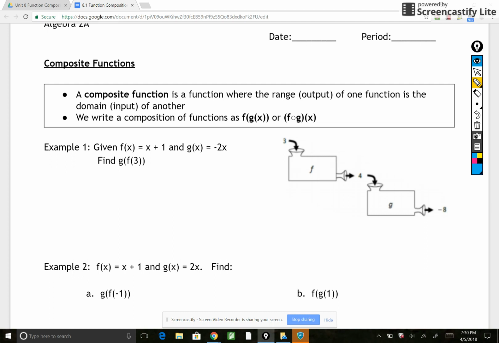So composition of functions is where you put in a number to one function, and then that becomes the input to the next function. So how we write it is either f of g, or some call this f circle g. It can be written either way. So if you look here, you're given two functions, f of x and g of x, and then we are supposed to find g of f of 3.